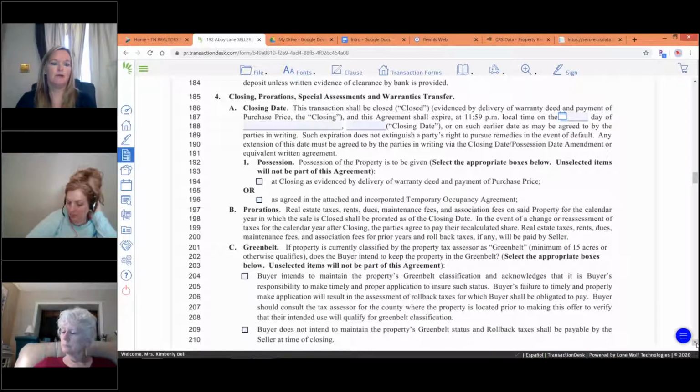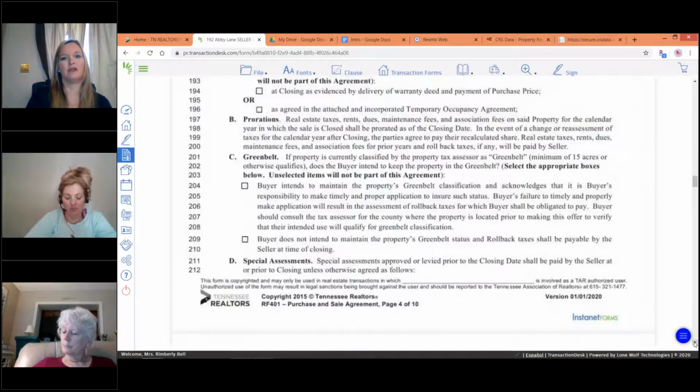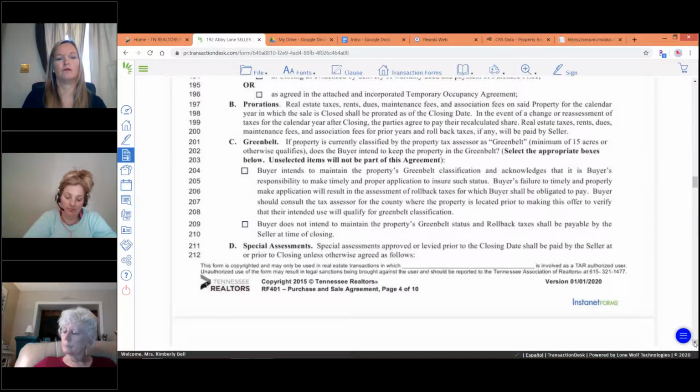Possession at closing or agreed upon by temporary occupancy agreement. Not going to go over the temporary occupancy agreement right now.